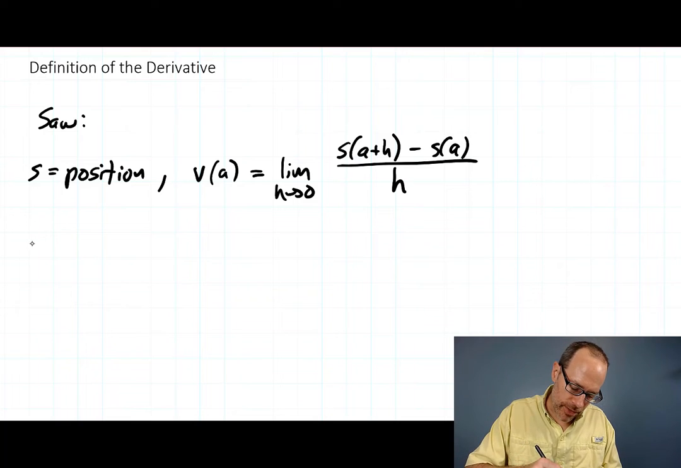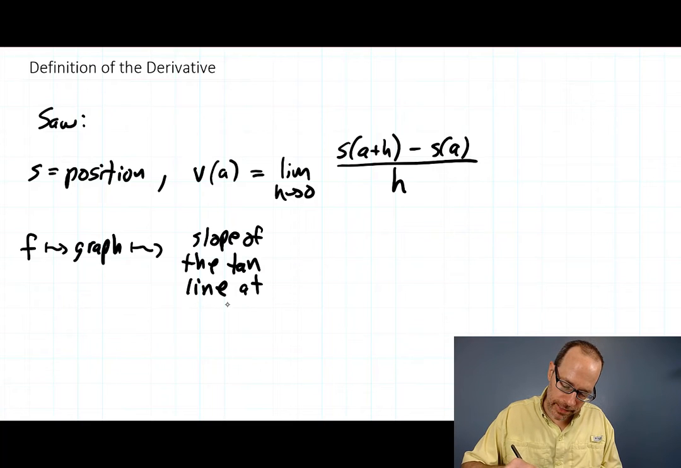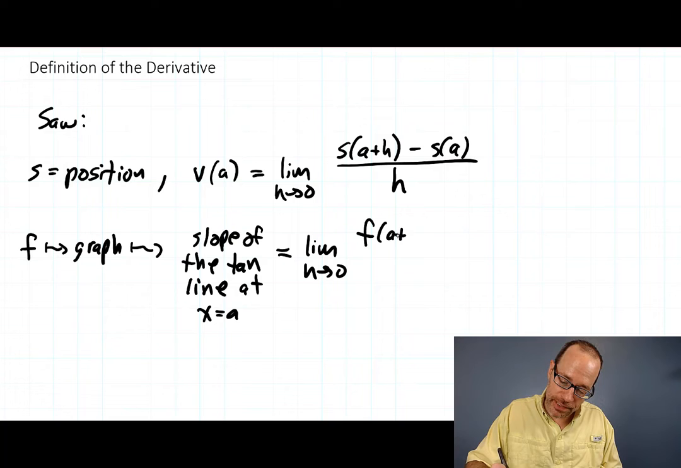We also saw that if you take any old function and you look at its graph, then the slope of the tangent line at x equals a was the limit as h goes to 0 of f of a plus h minus f of a all over h.